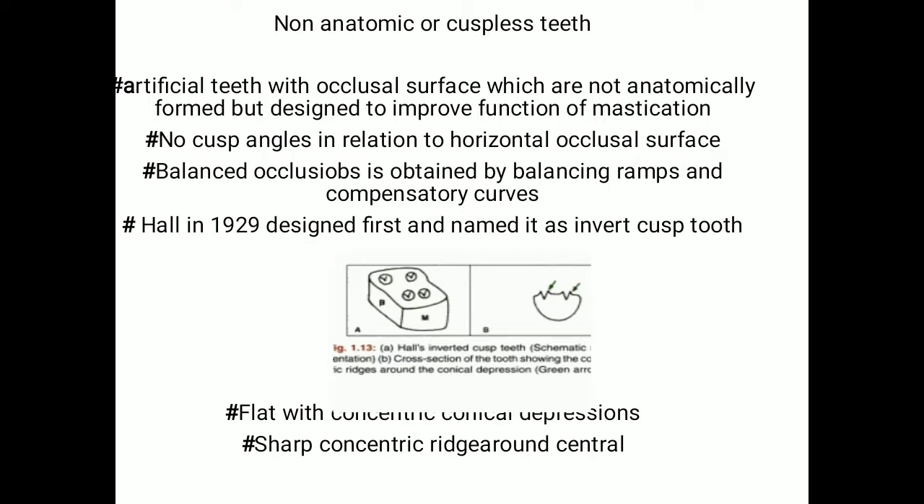Here we are going to see Hall. Hall in 1929 designed the first one, that is the invert cusp tooth. In this invert cusp tooth, the layer will be flat with concentric conical depressions and a sharp concentric ridge around the central depression areas.